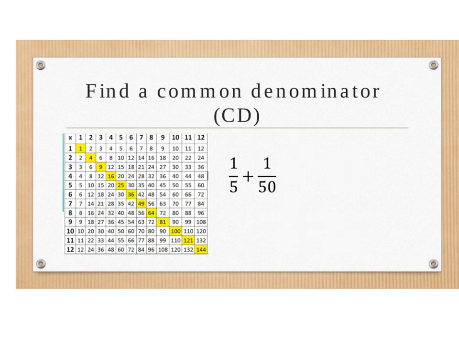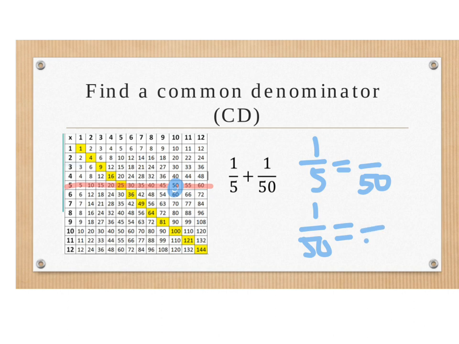Now with 1/5 and 1/50th, we don't have the multiples of 50, but we can look at our 5s and see that right here, 5 times 10 is 50. So we can go ahead and use 50 as our common denominator. And we can then start the process of using equivalent fractions.